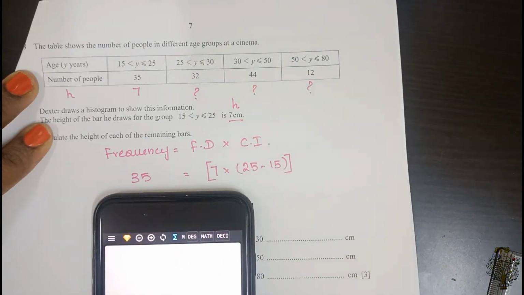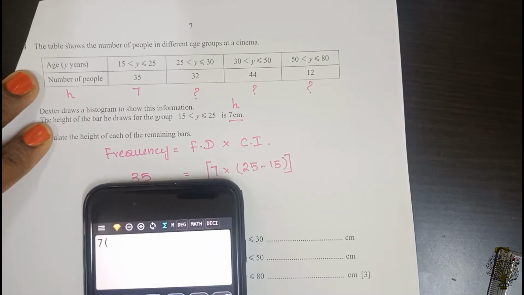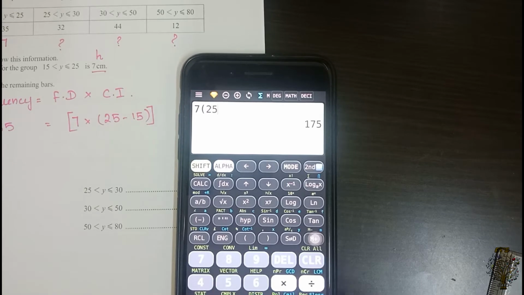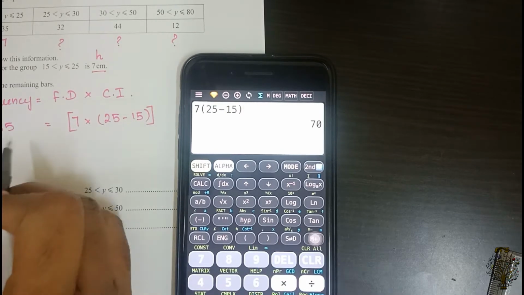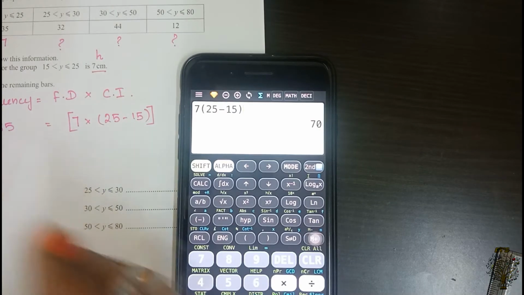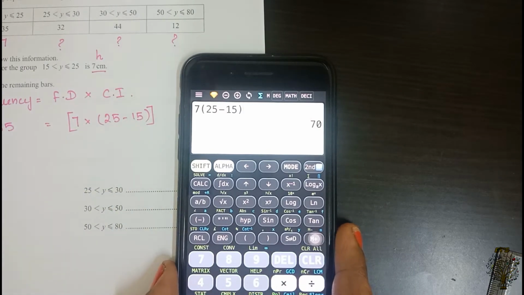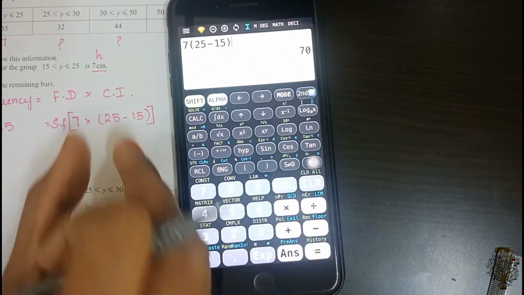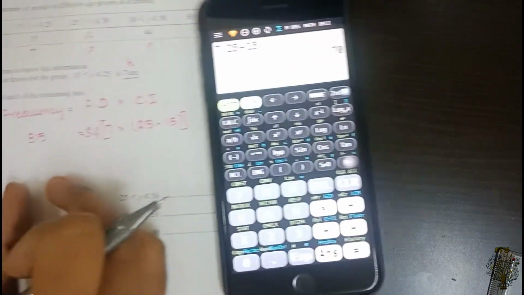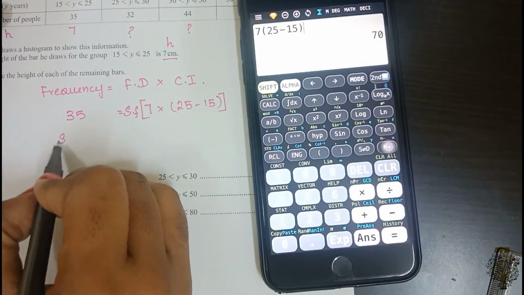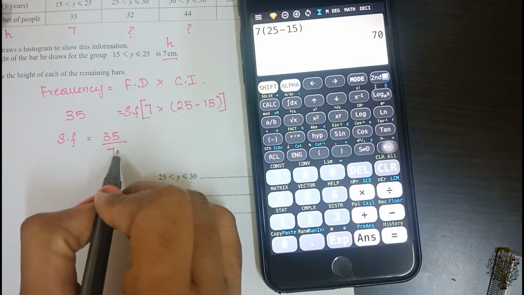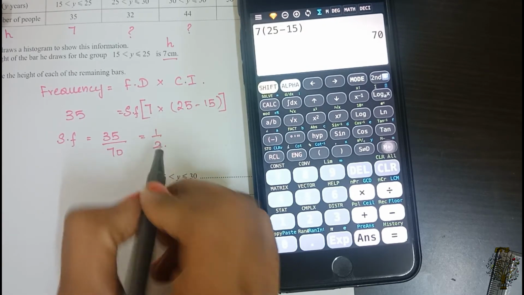If we are getting any scale factor here, we have to proceed. For that we are going to check this. 7 multiplied with 25 minus 15. Okay, we are getting 70, but we have 35 here. That means we have 1 by 2 as the scale factor. 70 is here, bring the 70 this side, that will give you the SF, which is equal to 35 divided by 70, that is 1 by 2.